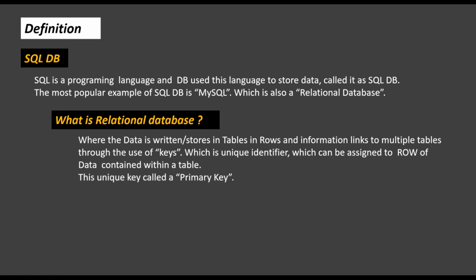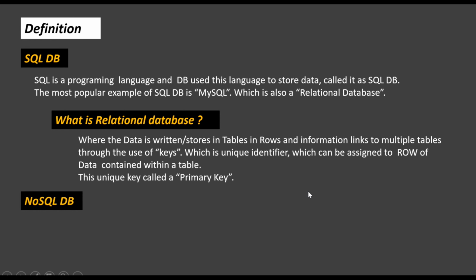So those who are DBA administrators, those who are frequently working on the database, they definitely understand what I am saying: the keys. There is a primary key, which identifies the values from the tables, which is the unique identifier. That's how your database works whenever you make a query, or your front-end application makes a query to your back-end application, it fetches from the database and then displays it to you. It can be assigned to a row of data contained within a table. This unique key is called a primary key.